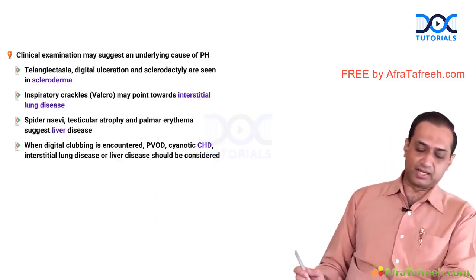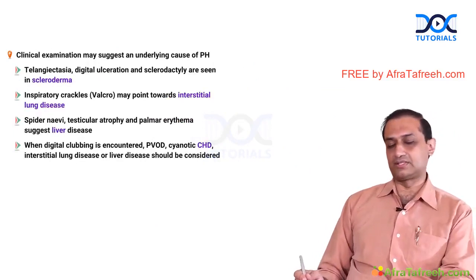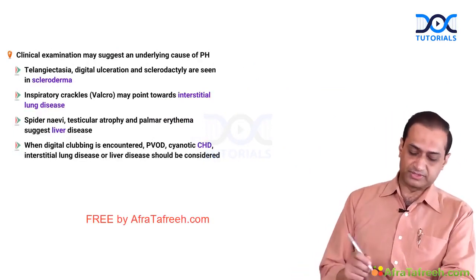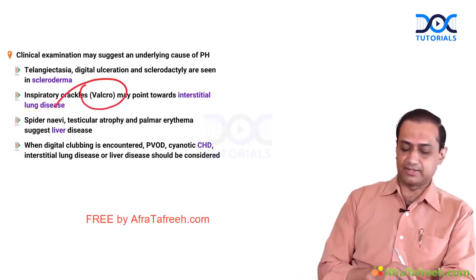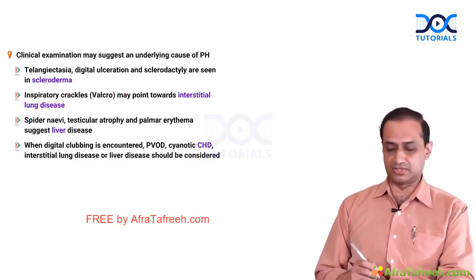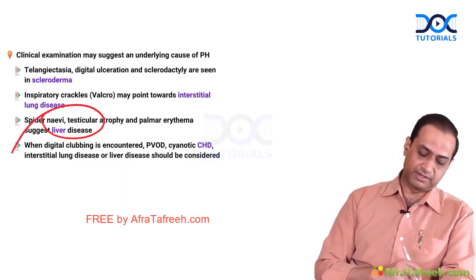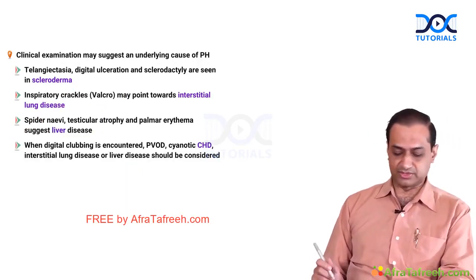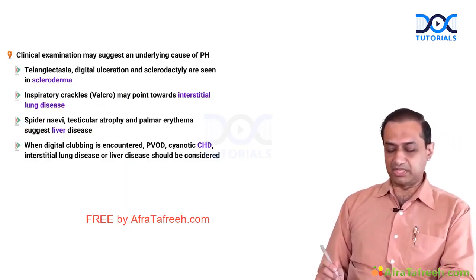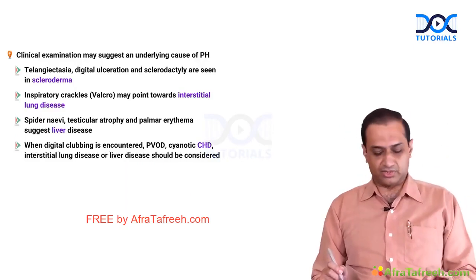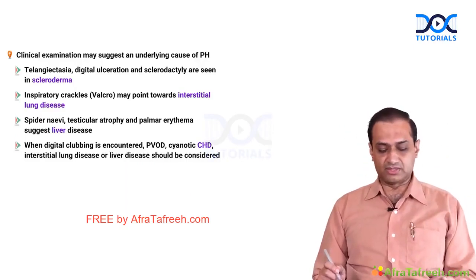Clinical features for the underlying cause, like telangiectasia, digital ulceration and sclerodactyly, would be features of scleroderma, while Velcro-like inspiratory crackles would suggest interstitial lung disease. Spider nevi, testicular atrophy, or stigmata of liver disease or cirrhosis may also suggest the etiology. Digital clubbing would represent congenital cyanotic heart disease or liver disease or interstitial lung disease.